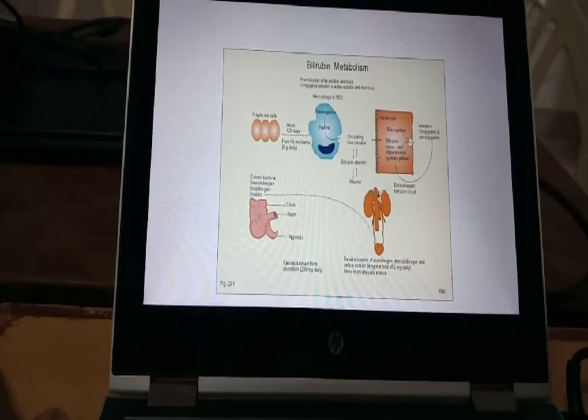Some will get excreted, and so what comes out in the feces is called stercobilinogen and stercobilin. They are converted by colonic bacteria. In the blood, if it is excreted by the urine, it will be called urobilinogen and urobilin.